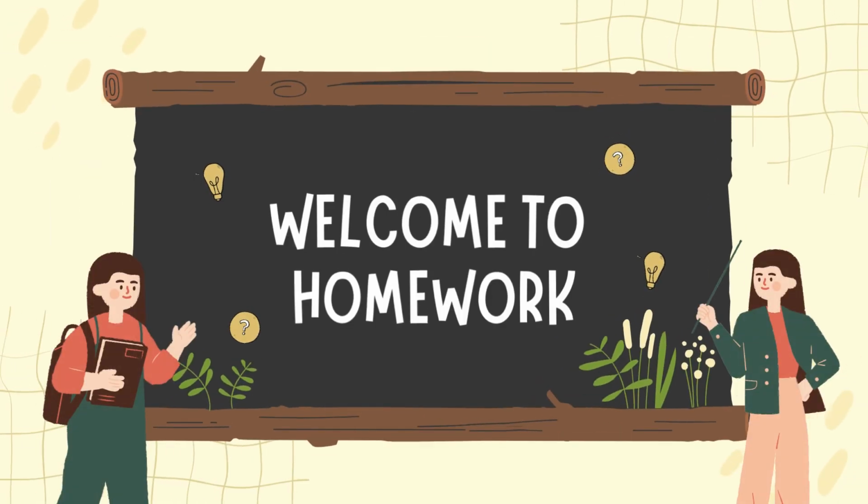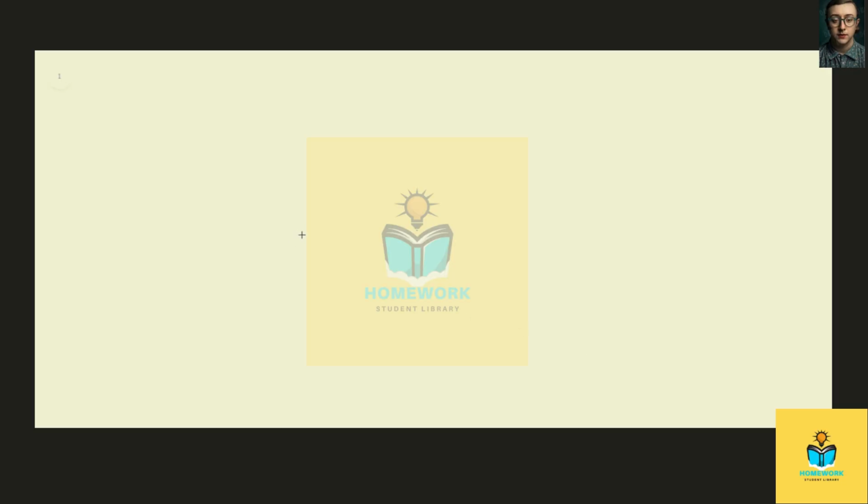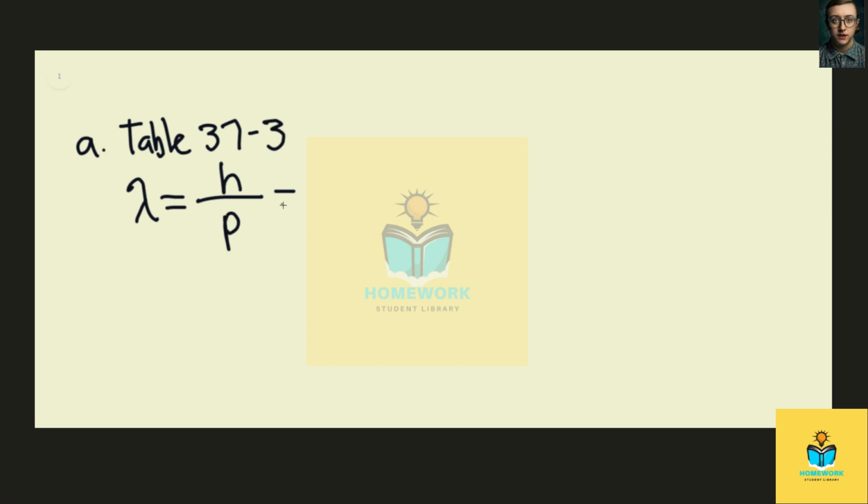Welcome to homework. So here we're essentially finding three de Broglie wavelengths, and we can say that for part A, we're going to be using table 37.3. And we can say that here, lambda, the wavelength, would be equal to h, Planck's constant, over the momentum p.